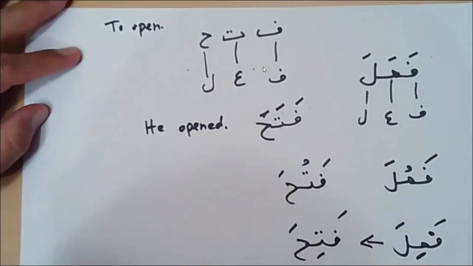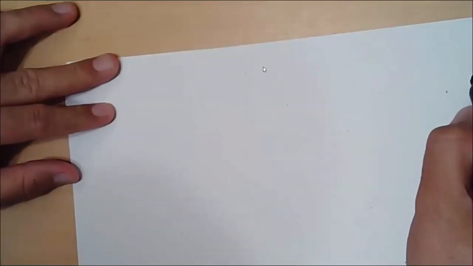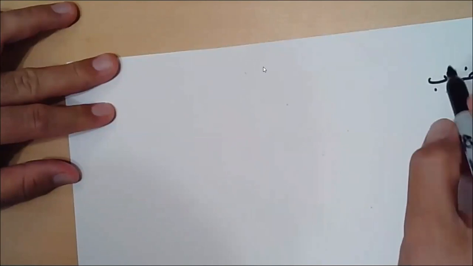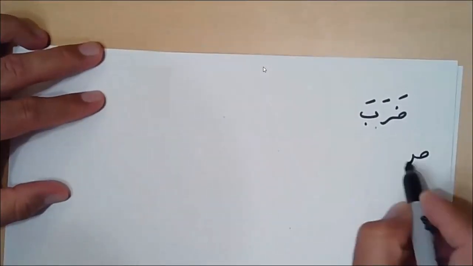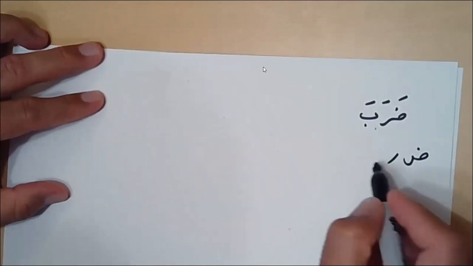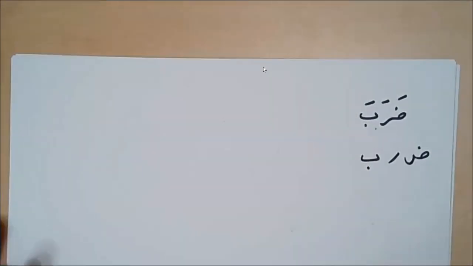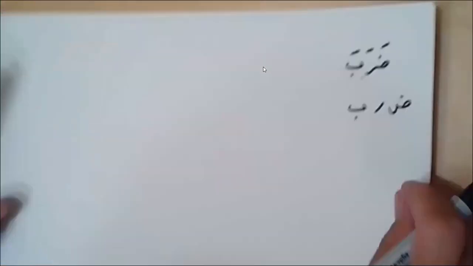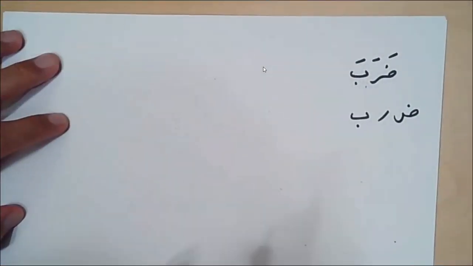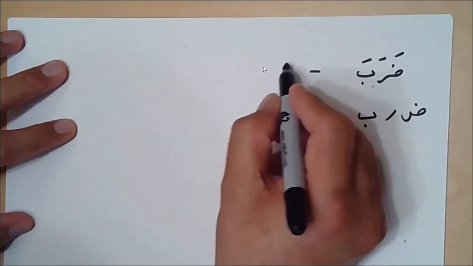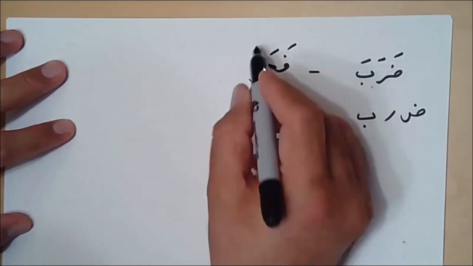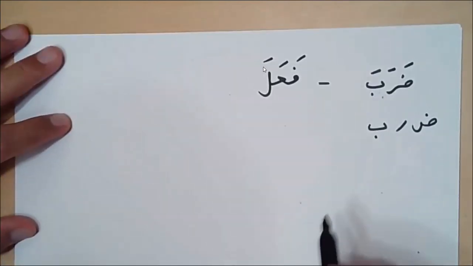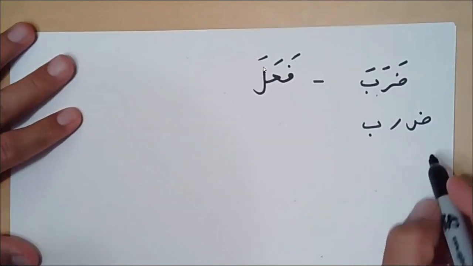Making sense? Yes. Okay. So now let's take another example. Example is daraba. Okay. What are the root letters? Dal, Ra and Ba. So, are we familiar with the Arabic alphabets? Yes. Right? Okay. So, what is my pattern? I am looking for fa. So, who can tell me what is my fa letter?